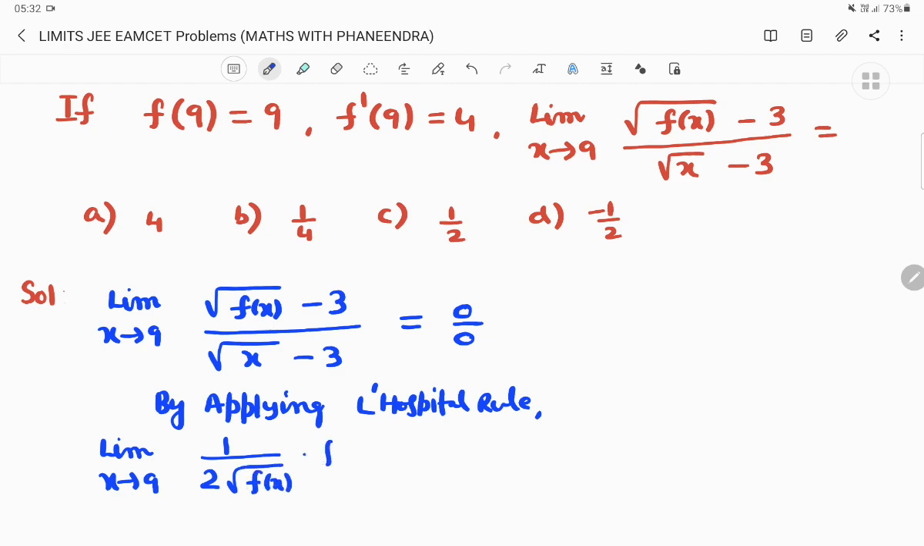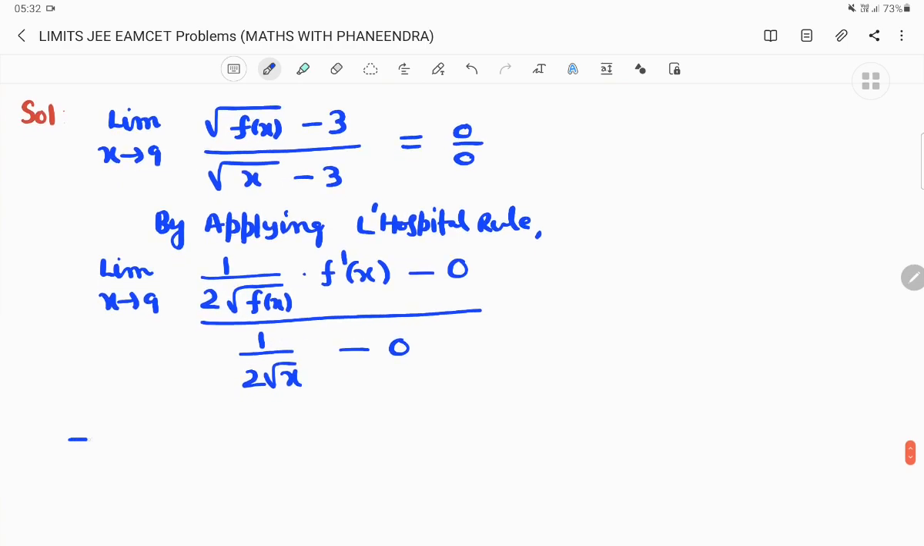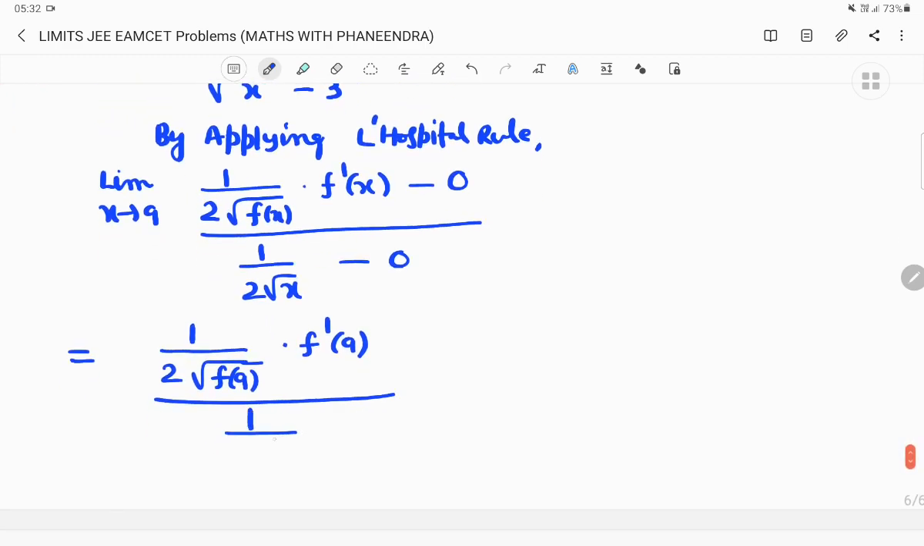Again, f of x also you have to differentiate, f dash of x, and constant 3 derivative is 0, divided by root x, derivative is 1 by 2 root x, and constant derivative is 0. So now wherever x is there you have to replace with 9. So 1 by 2 root f of 9 into f dash of 9 divided by 1 by 2 root 9, which is equal to, we have the values.